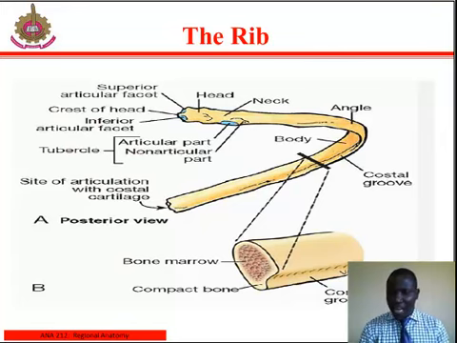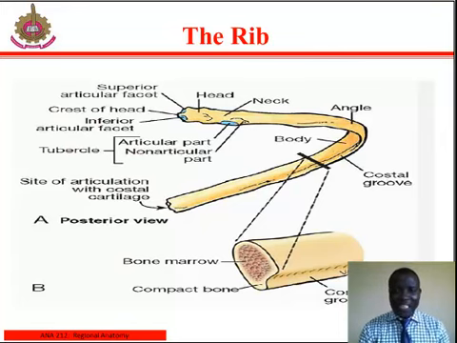The ribs are classified into 3 groups based on their relationship to the sternum. We have the true or vertebrosternal ribs, that is the 1st through 7th ribs, attached directly to the sternum through their own costal cartilages. Then we have the false or vertebrochondral ribs, that is the 8th through the 10th ribs.